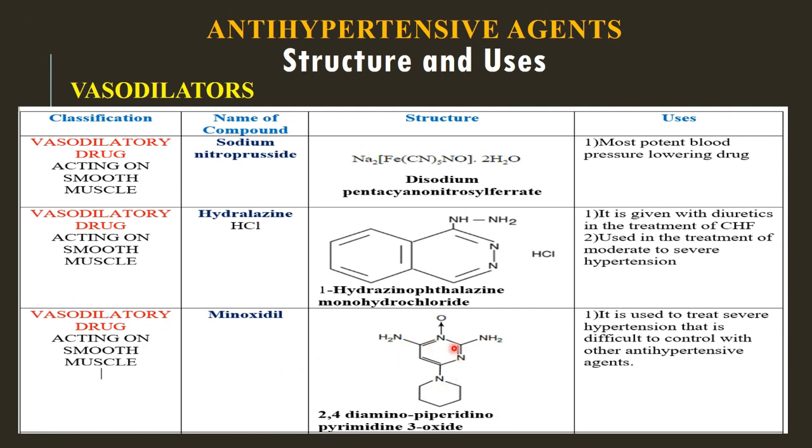The next drug is minoxidil. Here you can see there are two heterocyclic rings present. One is an unsaturated 6-membered heterocyclic ring of N, and in the other one you have 1 and 3 aza groups present, so it is a pyrimidine. How do we name it? It is 2,4-diamino-6-piperidino-pyrimidine 3-oxide. It is used to treat severe hypertension that is difficult to control with other antihypertensive drugs. Whenever it is difficult to control with any other antihypertensive drugs, this type of drug can be started for the patient.